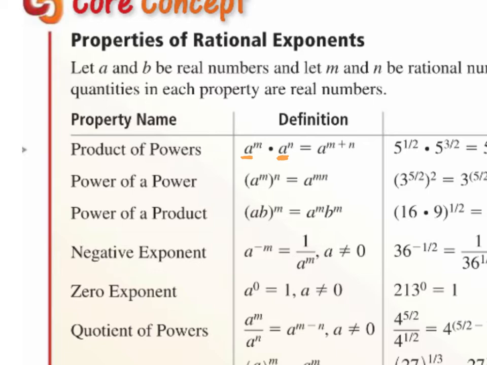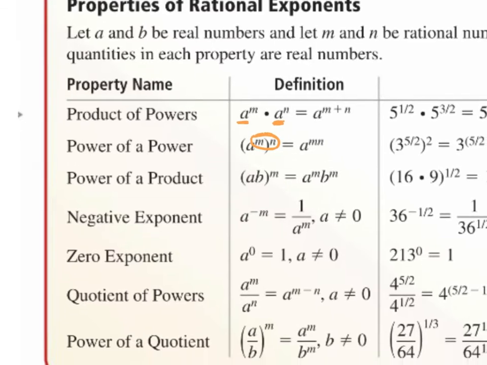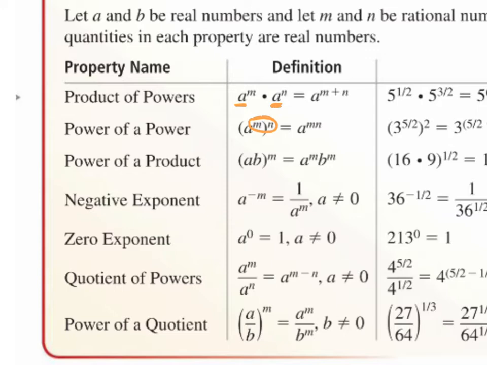Next, we have the power of a power. So if we have a number with an exponent and that with another exponent, we can combine the two exponents by multiplying them together. So an exponent raised to an exponent, we multiply. The power of a product: if we have two numbers that are multiplied together to the same exponent, we can distribute this exponent to both things on the inside. So it would become a to the nth power times b to the nth power.